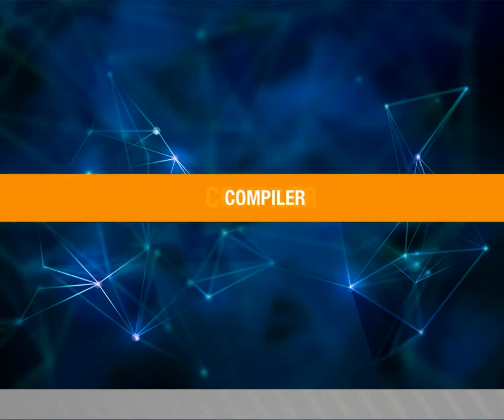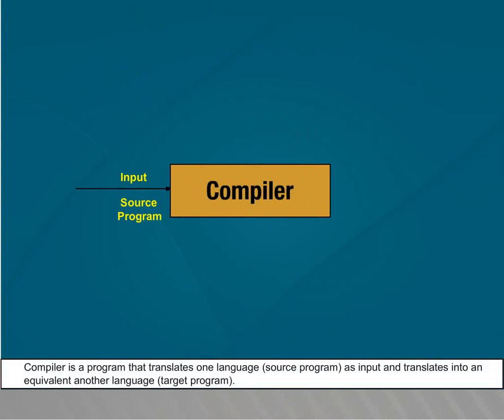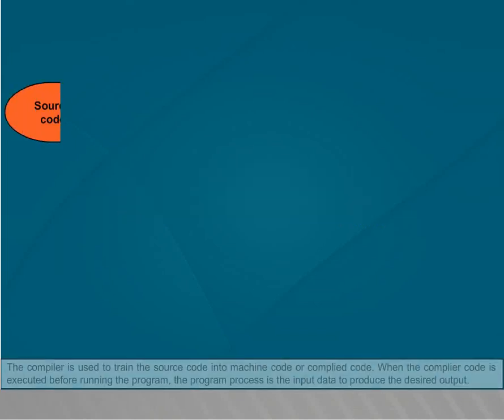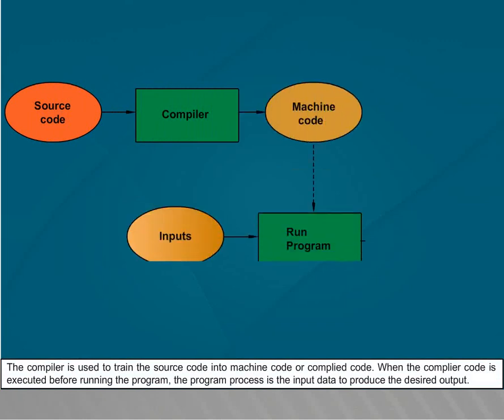Compiler. In this video, we are going to see about compiler. Compiler is a program that translates one language, that is the source program, as input and translates it into an equivalent another language, that is the target program. The compiler is used to translate the source code into machine code or compiled code. When the compiled code is executed, the program processes the input data to produce the desired output.